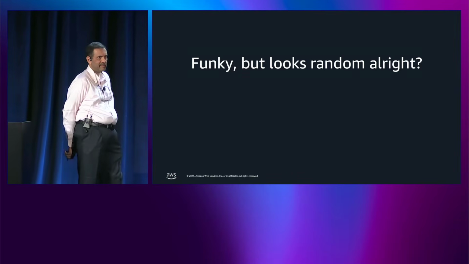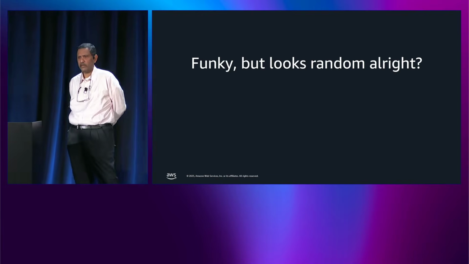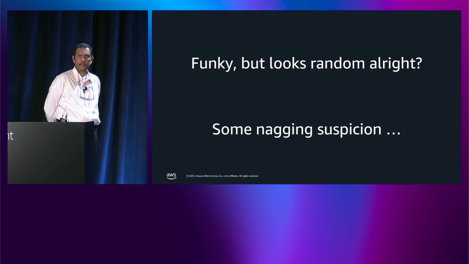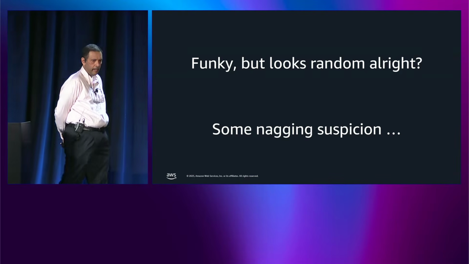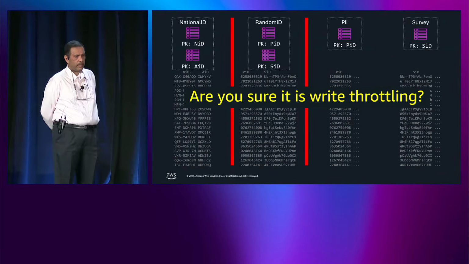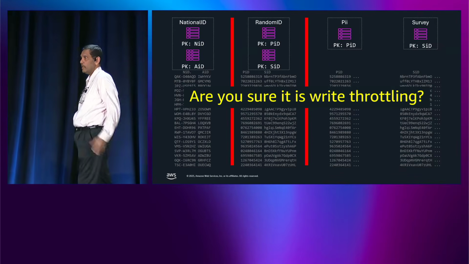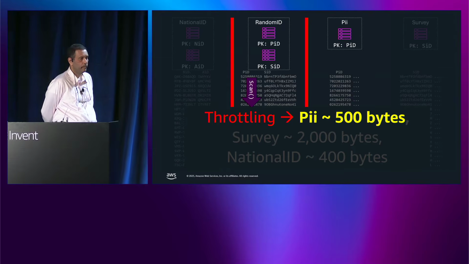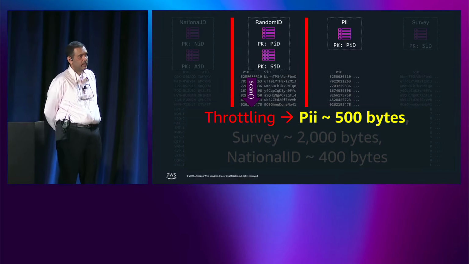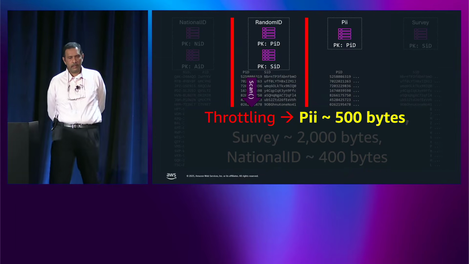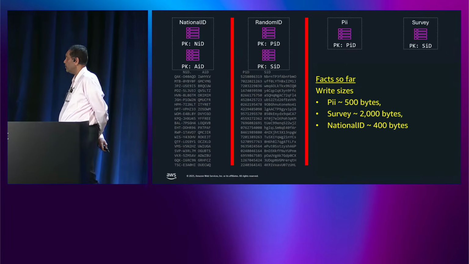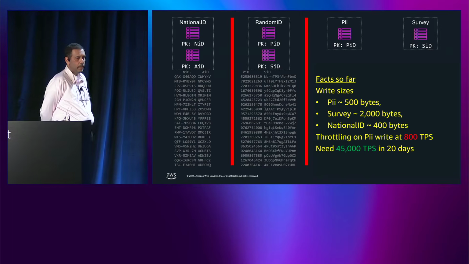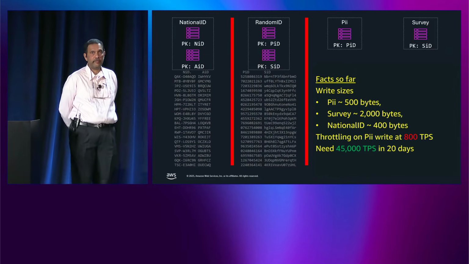Something is funky with this random number generator, but it looked right to us. So we said, OK, fine. But we still had some nagging suspicions about it. So then the next question is, where is this write throttling? So obviously, we thought, write throttling must be on the table with the 2 kilobytes. Nope, it's on the smaller write, the 500 byte write. And so here's what we know so far. And they're throttling at 800 TPS. 60 days out, they need to get to 45,000 TPS.